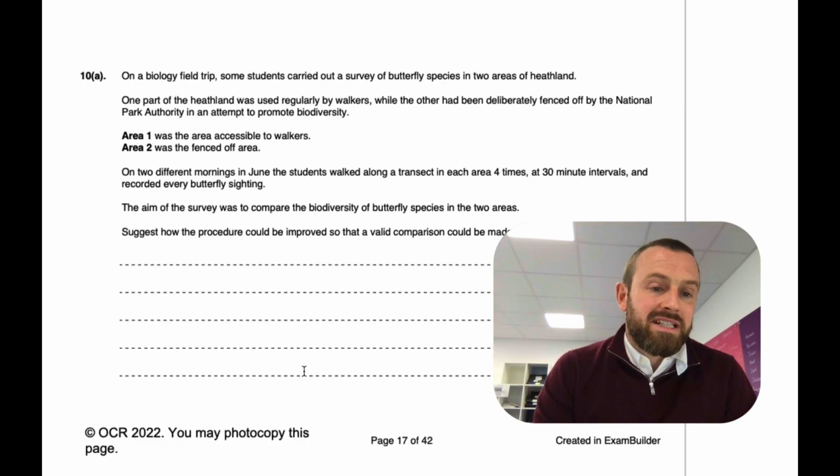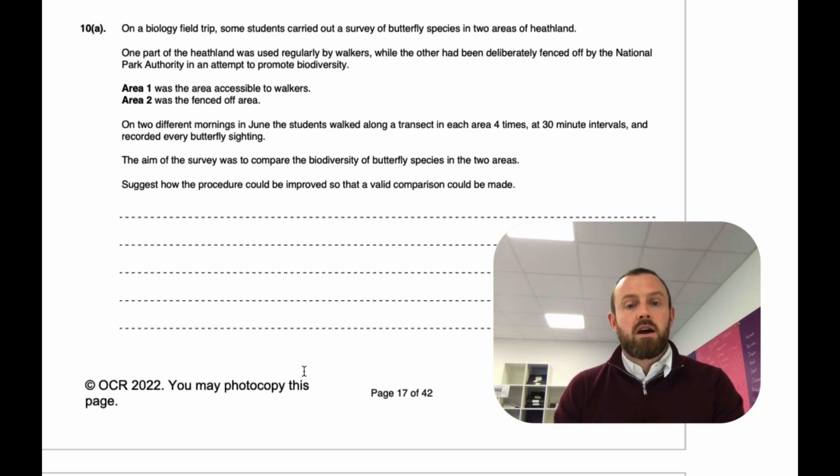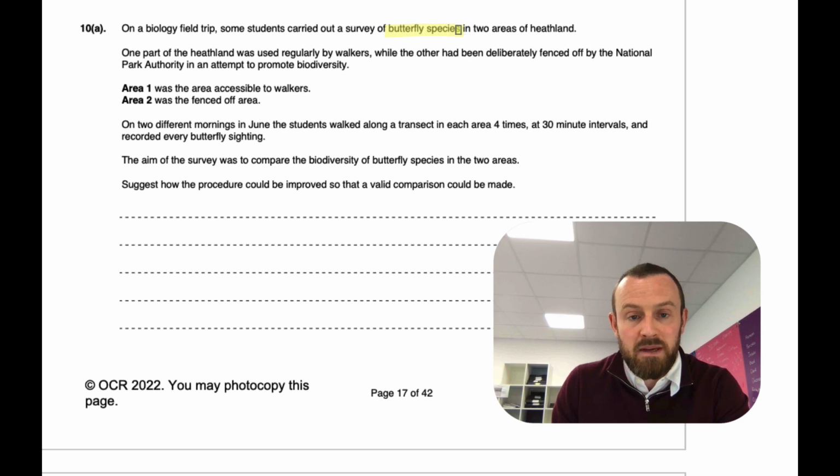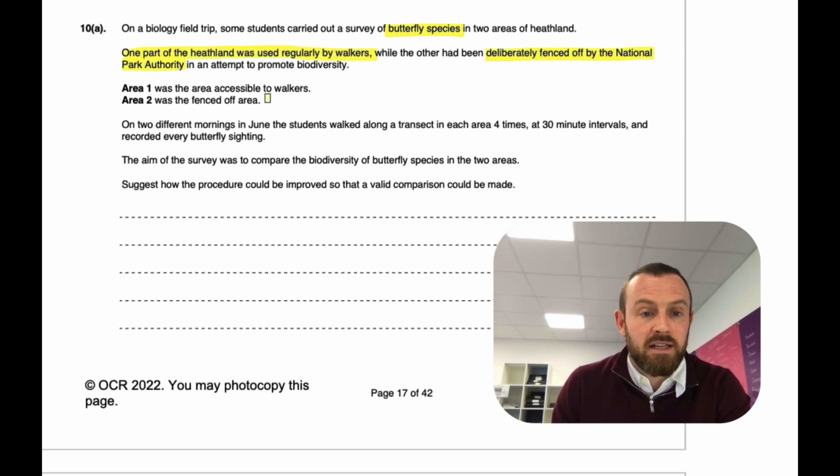Okay, moving on to question 10. This question is about some areas of heathland. On a biology field trip, some students carry out a survey of butterfly species in 2 areas of heathland. One part of the heathland was regularly used by walkers, while the other had been deliberately fenced off by the National Park Authority in an attempt to promote biodiversity. Okay, so area 1 is accessible and area 2 is fenced off.